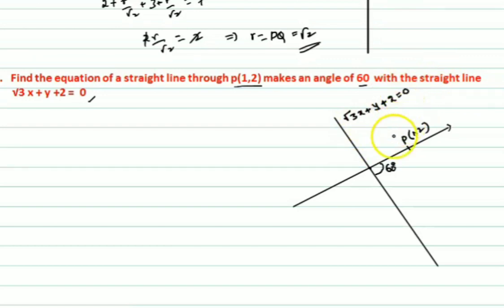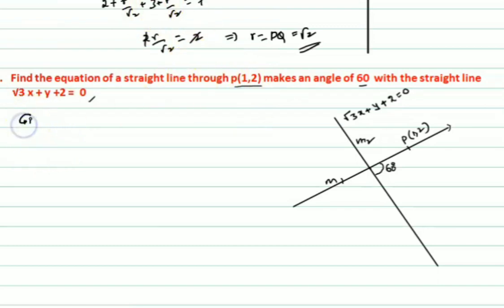So my work is, I know the point. If I know the slope of this line, then I can write the equation of this line. If I consider the slope of this line as m1 and the slope of the other line as m2, then tan theta is equal to m1 minus m2 by 1 plus m1 m2. That is the formula. If you write that formula, you will get the value of m1. Okay, let us try this.